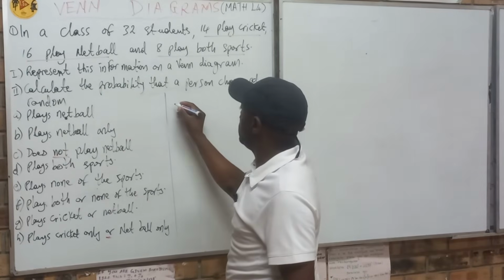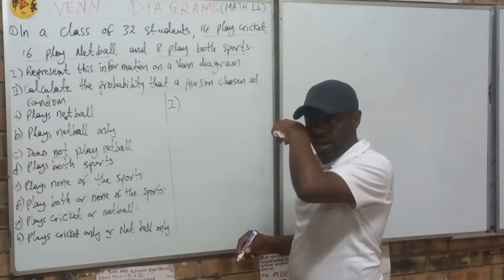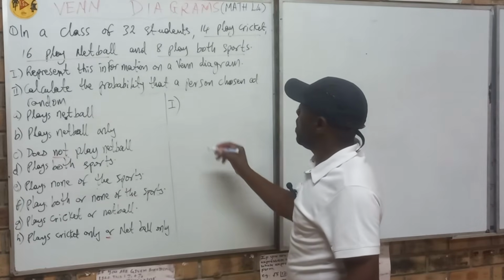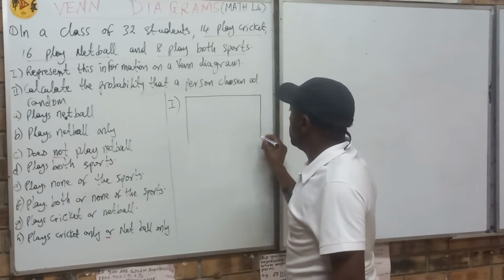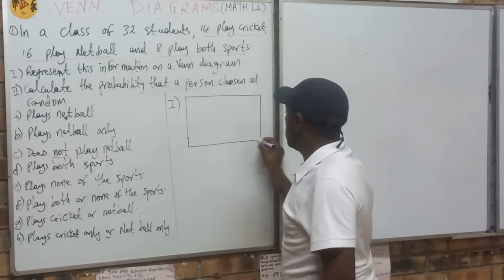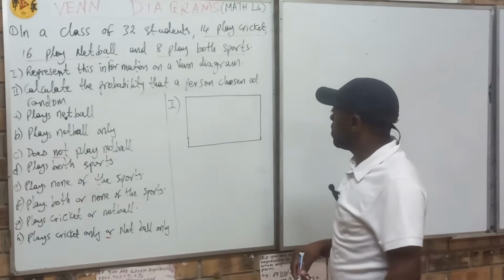So let's do the first part here. I need to represent them on a Venn diagram. A Venn diagram is simply a diagram that consists of a rectangle. This rectangle represents our sample space, so everything that we are doing here will be in that rectangle.